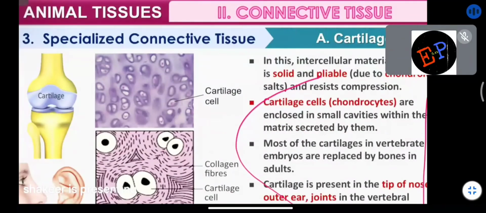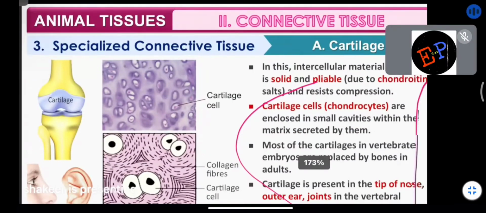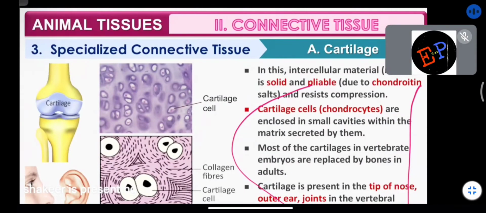Then we study specialized connective tissue. In specialized connective tissue we have three types: one is cartilage, the second is bone, and the third is blood. First we study cartilage. Clear? Let us understand what is meant by cartilage. What is meant by intercellular material? The material present between two cartilage cells, or between many cartilage cells.